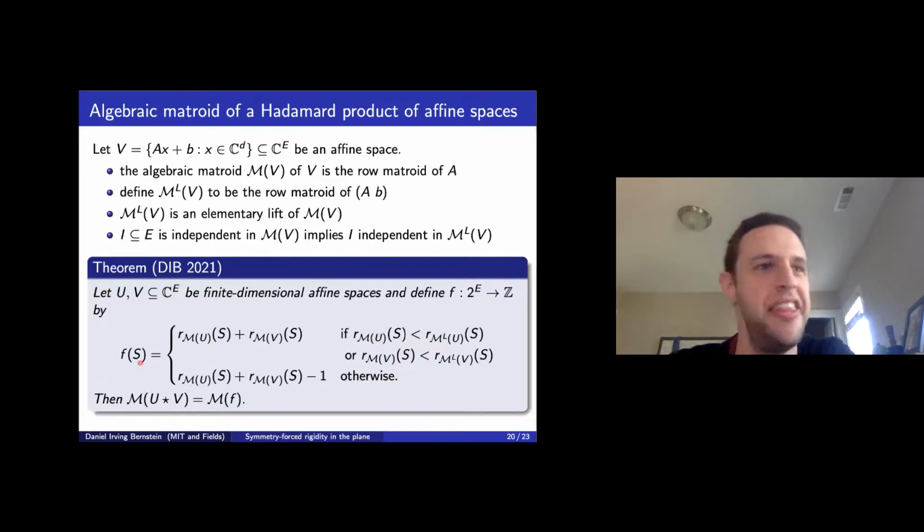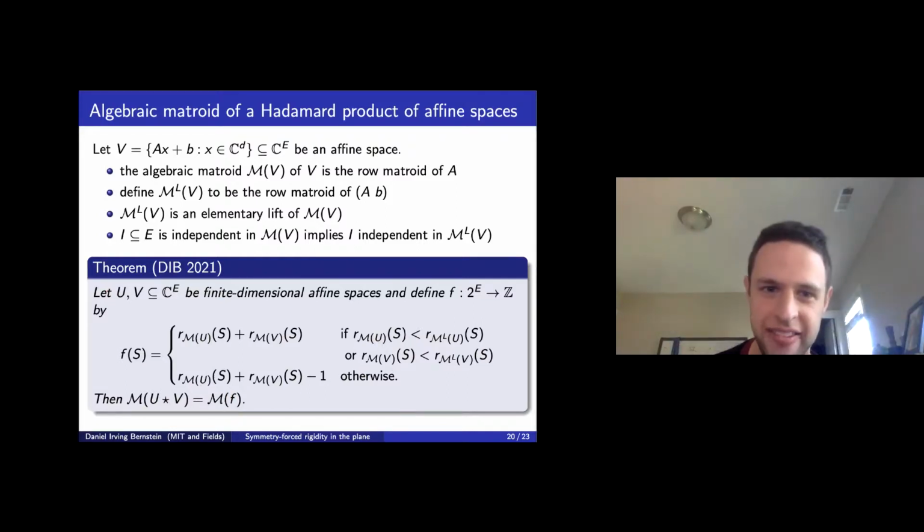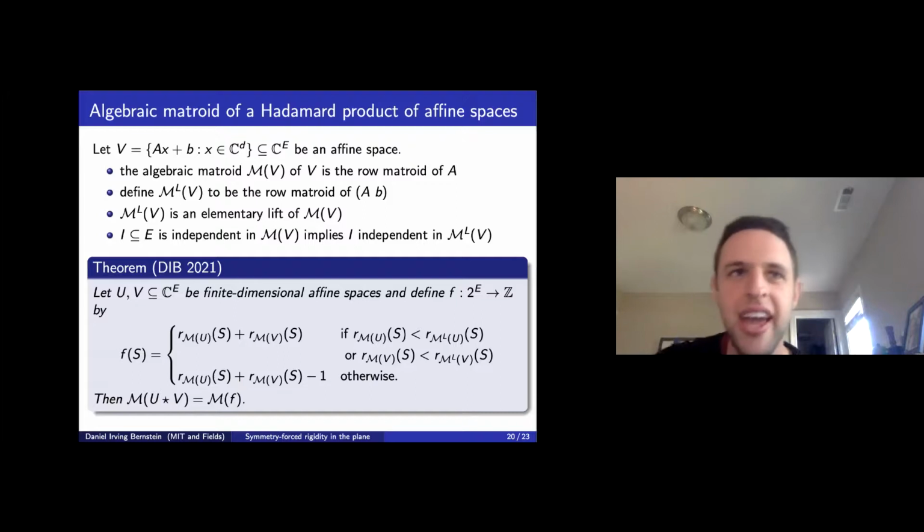And then, armed with this function, I can just say now that the matroid of a Hadamard product of affine spaces is just the matroid defined by this submodular function. It's submodular, it's increasing, so we can apply that construction of Edmonds and get a well-defined matroid. That's the algebraic matroid of this Hadamard product.